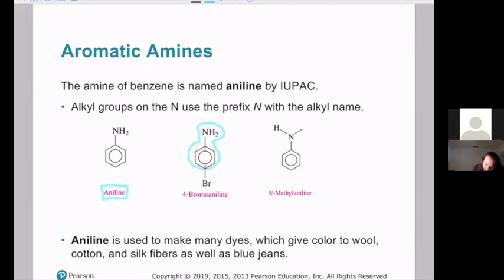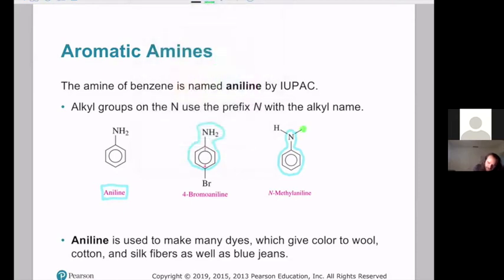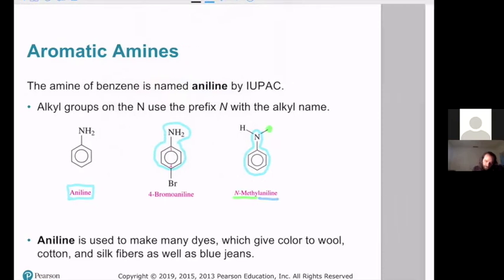So this would be, again, we have this amine functional group on our aromatic, so that's an aniline. And then we have this additional carbon on that nitrogen. So this would be N-methylaniline. Anilines can be very colorful. A lot of dyes contain aniline functional groups.